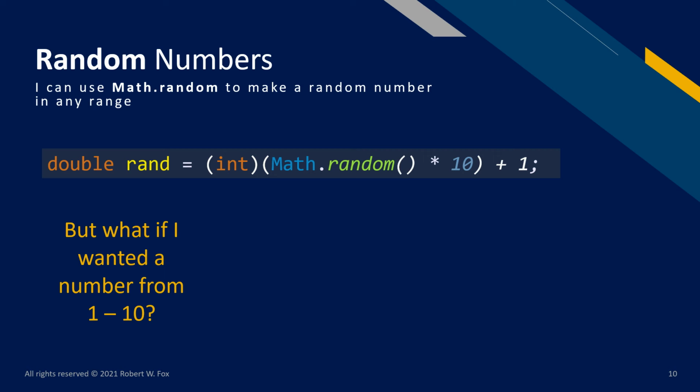Having a number in the range 0 to 9 is great, but what if I wanted a number in the range 1 to 10? How would I do that? Well, the answer is simple. You just tack a plus 1 onto the end, but of course, we need to see why that works. So let's walk through another example.